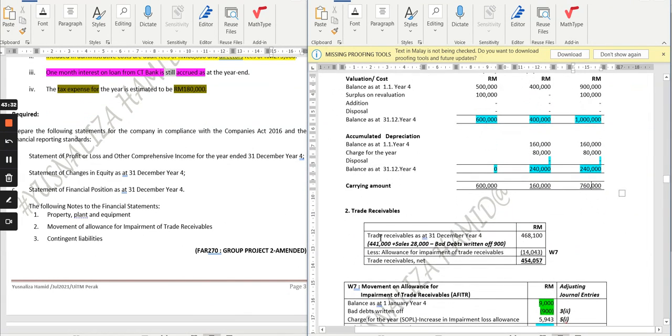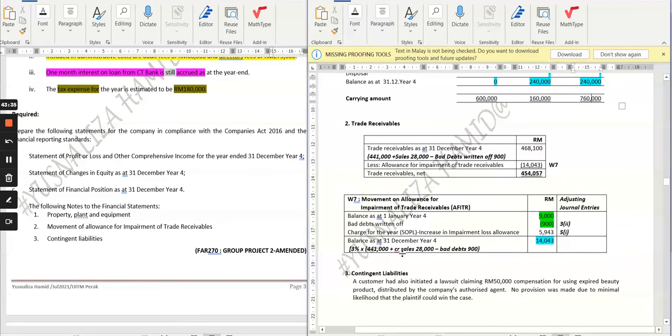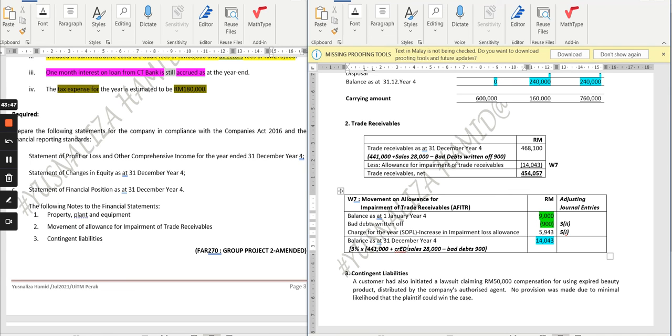And these are the notes on trade receivable, movement on allowance that I've already reproduced. And this is from your knowledge in FAR210, right? Then you have your notes for your contingent liabilities. You should also know how to do notes for capital commitment.